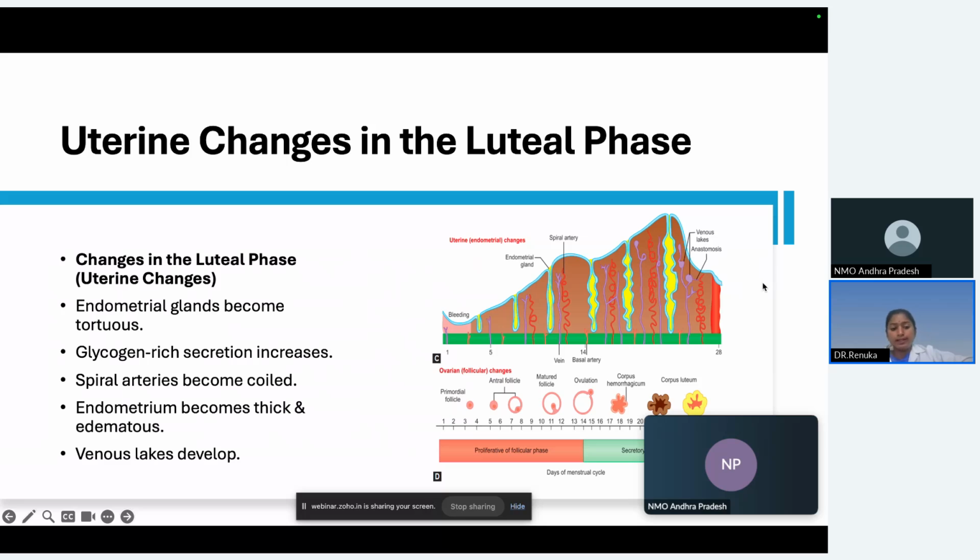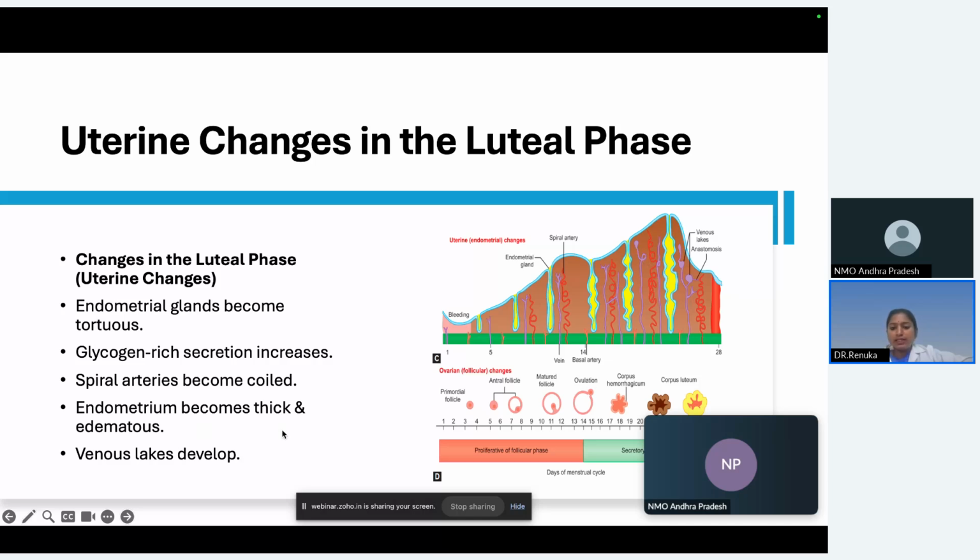Glycogen-rich secretions increase. Spiral arteries become more coiled. See, the spiral arteries are small and straight. Here they are becoming more and more coiled towards the end of the luteal phase. Okay, endometrium becomes thick. You can see this here. Endometrium becomes very thick and edematous. You can see it is very edematous.